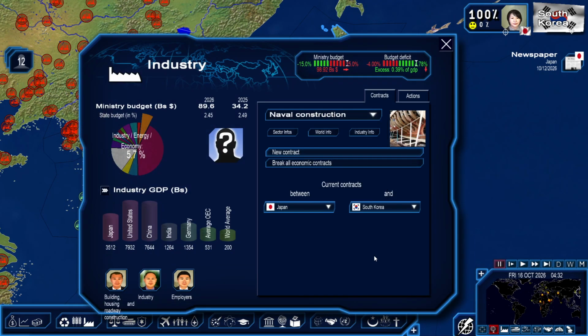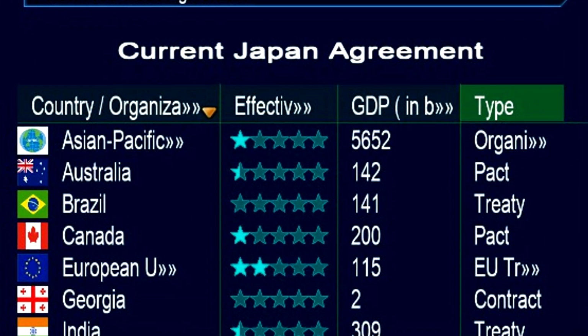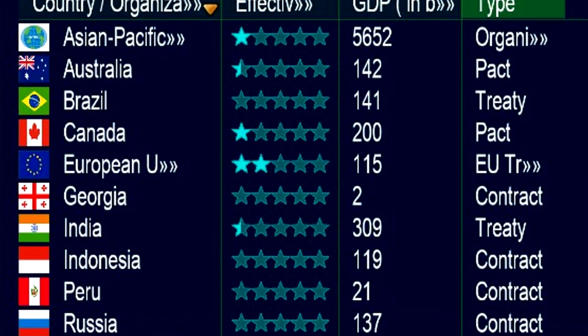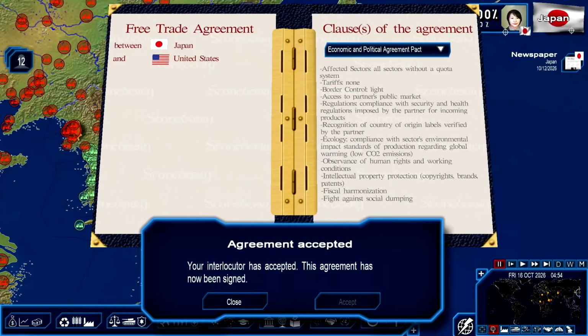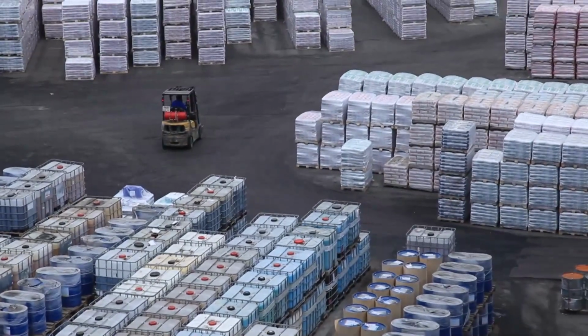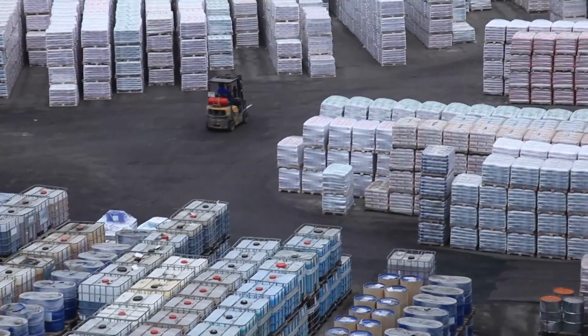In Geopolitical Simulator, a free trade agreement is available as one of three options: a reciprocal commercial contract, an economic treaty, or a political economic agreement between the partner country. Before we discuss each of these, we should also discuss custom duties and how they work in the 2021 edition.